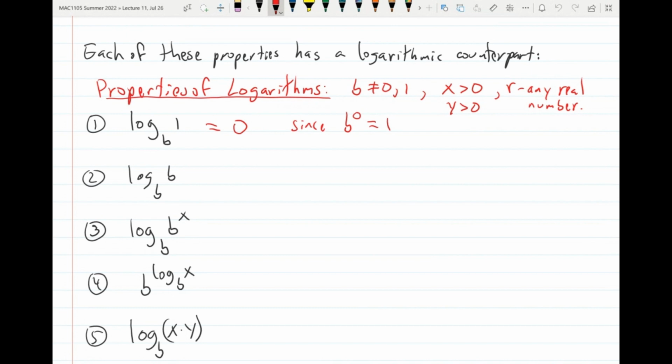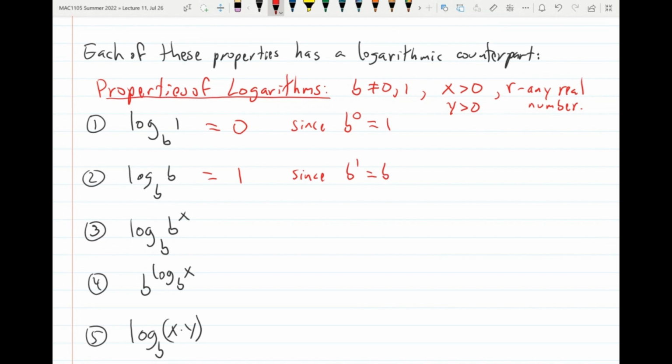Okay, how about number 2? What is this? So when the argument and the base coincide, this is always 1, right? Why? Well, because b to the 1 is b, right? It comes from that property.